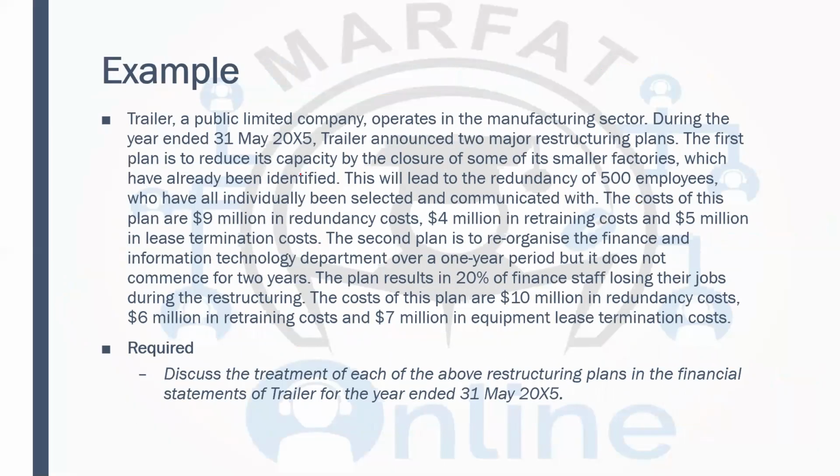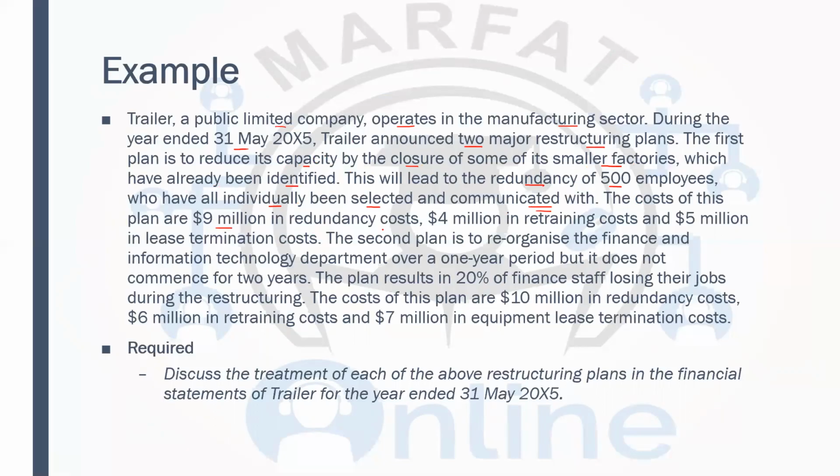Now you have an example. Trailer, a public limited company, operates in the manufacturing sector. During the year ended 31st May 2065, Trailer announced two major restructuring plans. Remember this, this is going to be an important area in the exam, so make sure you are attentive in this lecture and while doing the case studies. The first plan is to reduce its capacity by the closure of some of its smaller factories, which have already been identified. This will lead to redundancy of 500 employees who have all individually been selected and communicated with.